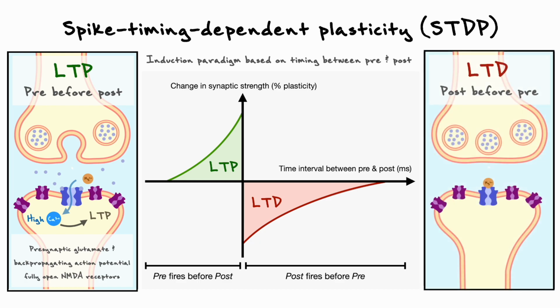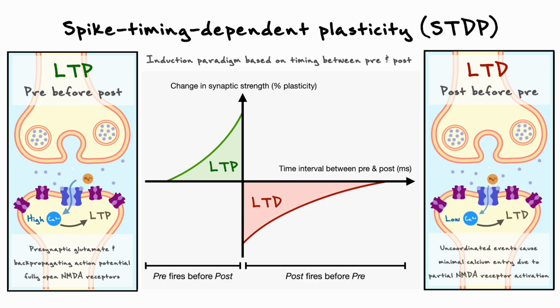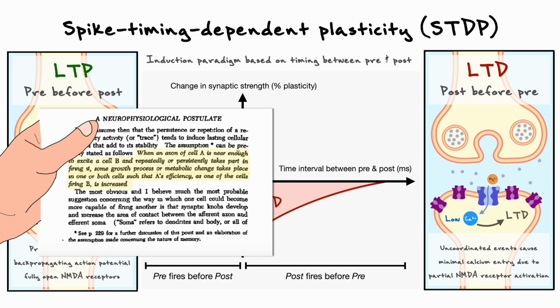In the LTD scenario, because the glutamate arrives after the backpropagating depolarization, only a bit of calcium can enter the cell, which leads to a long-term depression by the same mechanisms we have discussed. Based on what we covered previously, you will notice that STDP follows the general principle of Hebb's postulate. If the presynaptic cell contributes to the firing of the postsynaptic cell, then the connection will be strengthened by LTP. However, the other side of this coin cannot be explained by Hebb's postulate.